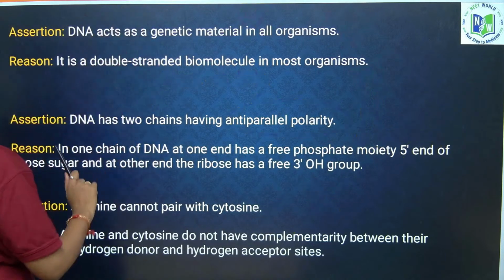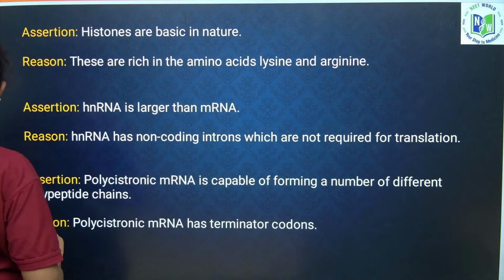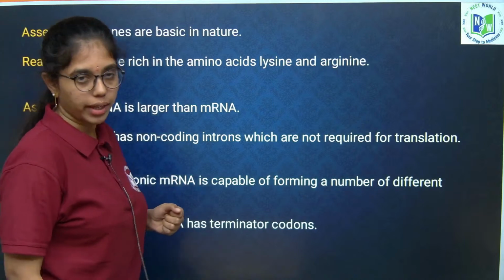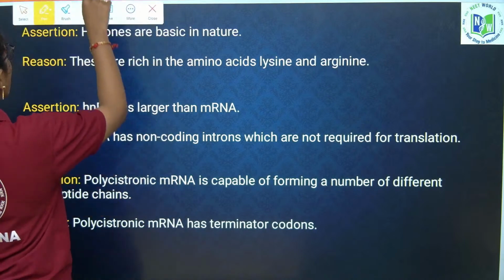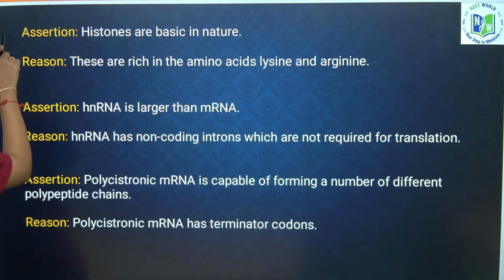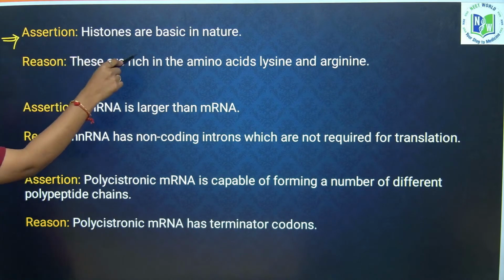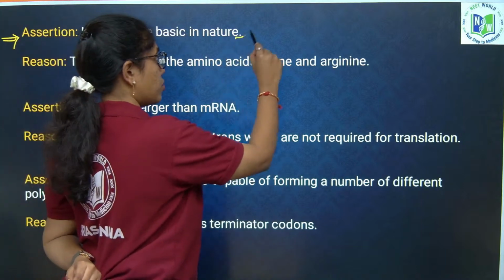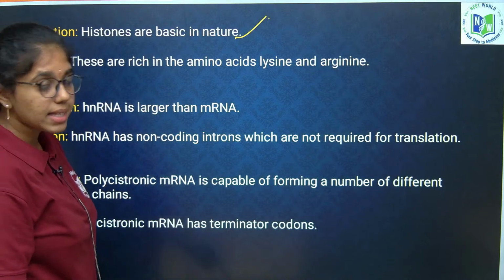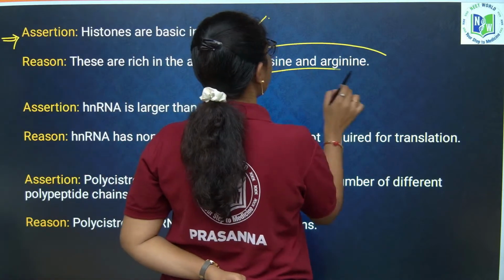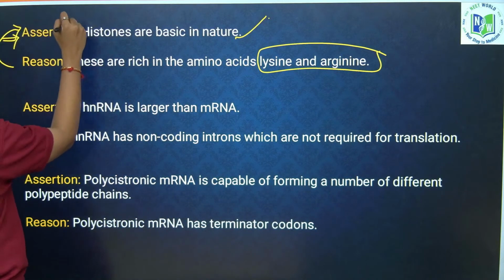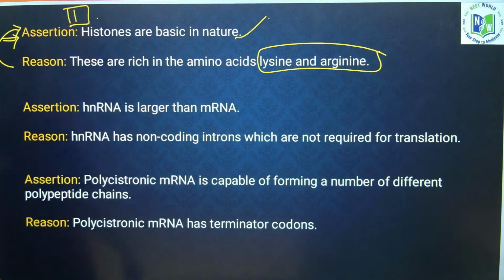I have given more of the reason-explaining-the-assertion questions because you will get confused with that option only. More of those questions I have incorporated here, beta, so look into it keenly. Assertion in this question: histones are basic in nature. Yes, we know. Why are they basic in nature? They are rich in amino acids like lysine and arginine. Now you got to know how you have to choose. Here again the reason is explaining the assertion, so we go with option 1.